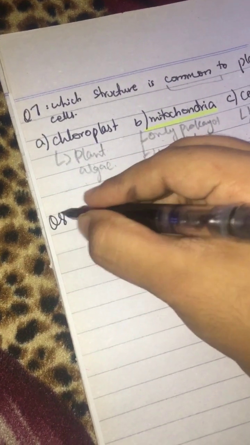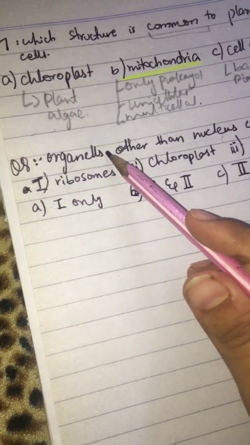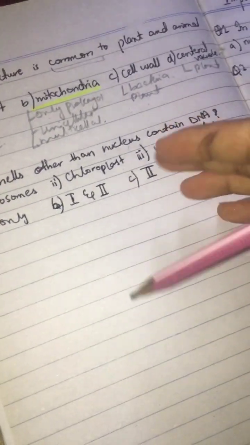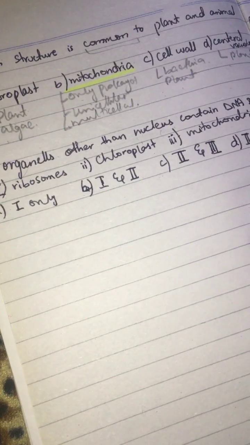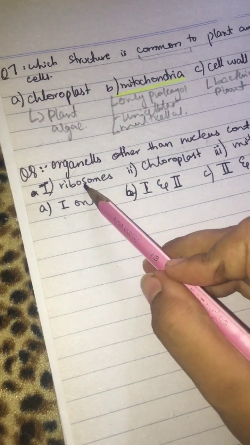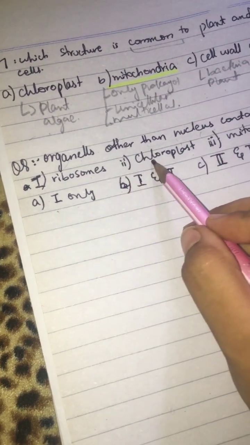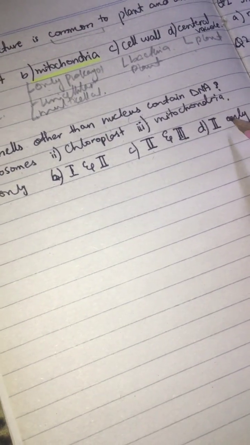Now let's move to question 8. They are asking which organelles, other than the nucleus, have their own DNA. This is connected to the second question we did before, but the concept has changed a little. The options are: one only, or first and second both, or second and third both, or second only.